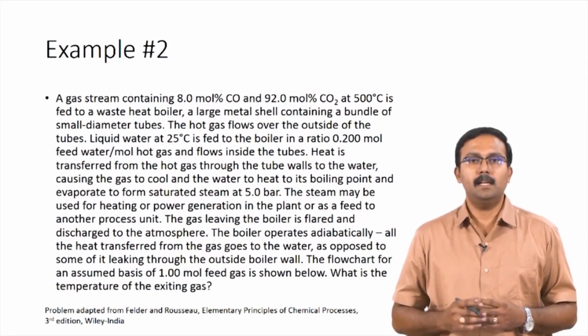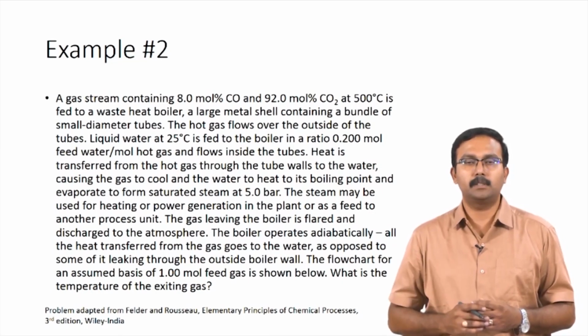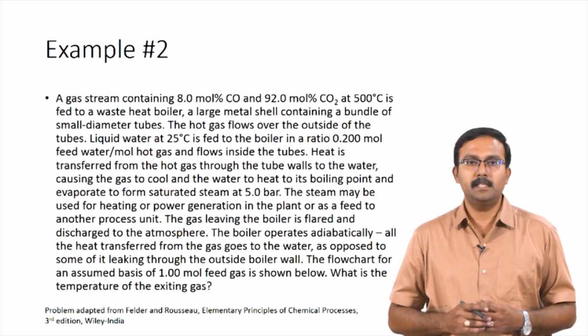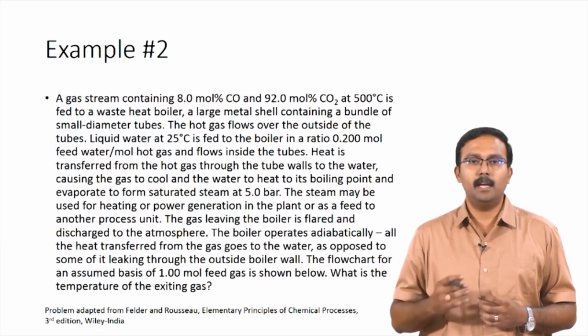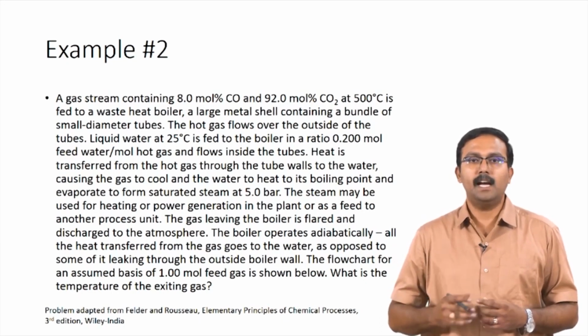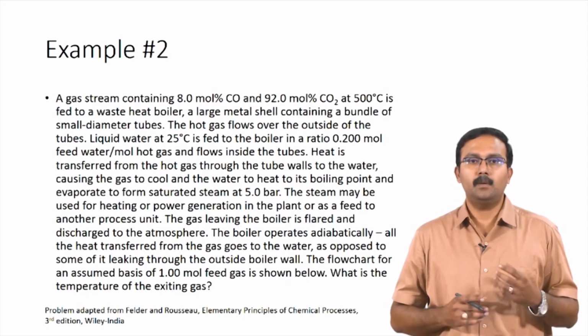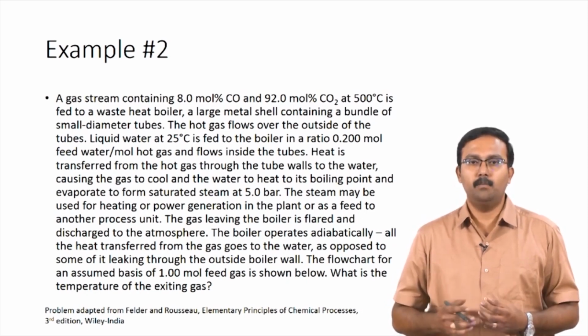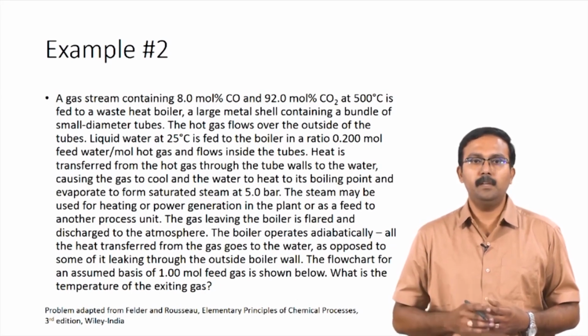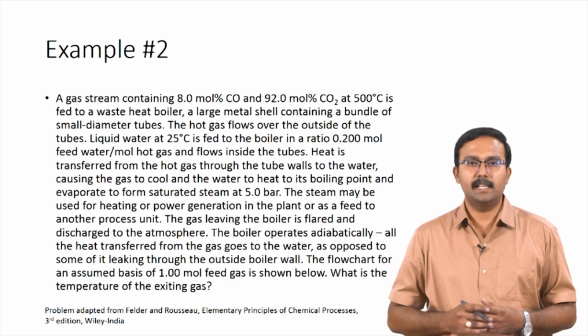A gas stream containing 8 mole percent carbon monoxide and 92 mole percent carbon dioxide at 500 degree Celsius is fed to a waste heat boiler, a large metal shell containing a bundle of small diameter tubes. The hot gas flows over the outside of the tubes. Liquid water at 25 degree Celsius is fed to the boiler in a ratio of 0.2 moles of feed water per mole of hot gas and flows inside the tubes.